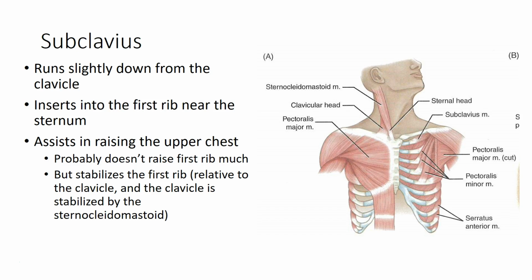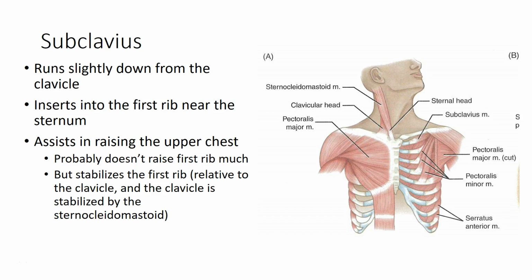The subclavius muscle is a small, tiny muscle running from underneath the clavicle down into the first rib. This muscle can assist in raising the upper chest primarily as a stabilizer, stabilizing the first rib relative to the clavicle being stabilized by other things, and then the first rib acting as an anchor for rib cage expansion for the other ribs.